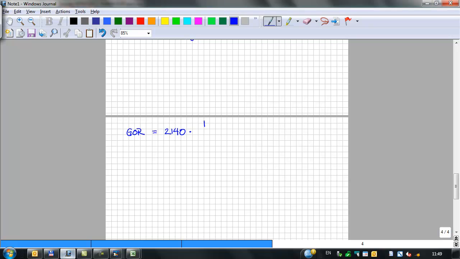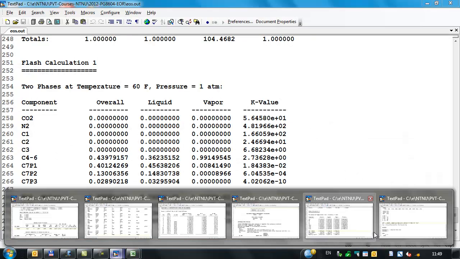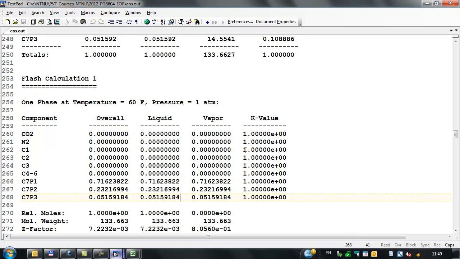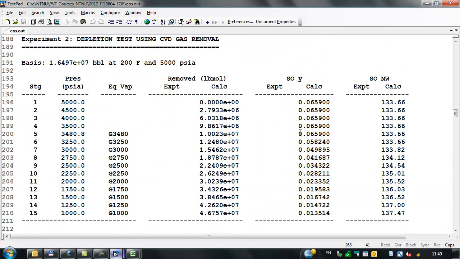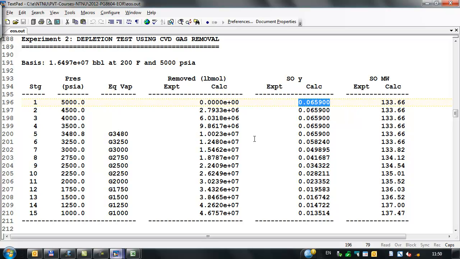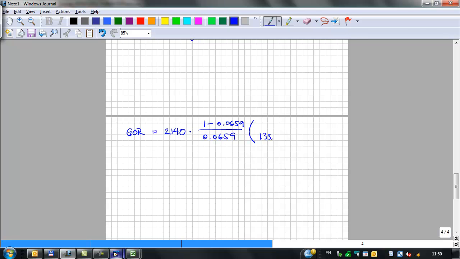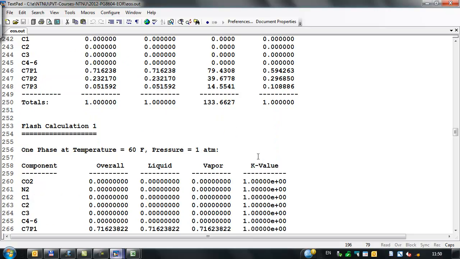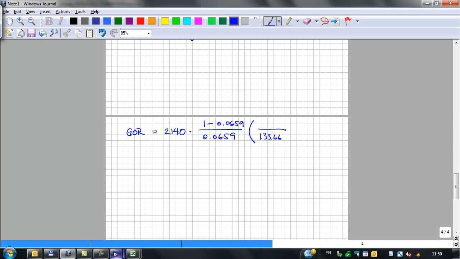Okay, so 1 minus, and then we have to go to the mole fraction, right? Which becomes surface oil from the reservoir gas. So 6.6% becomes surface oil, 0.0659. Divided by 0.0659, we need the density. Multiply that by the density of the oil and divide by 133.66. And the density was down here, 781, but we need it in pounds per cubic feet, 62.4 approximately. So what do we get?